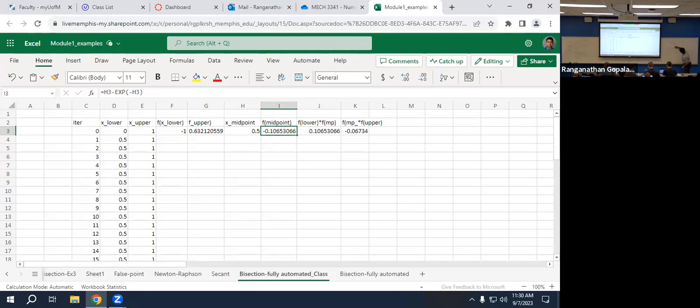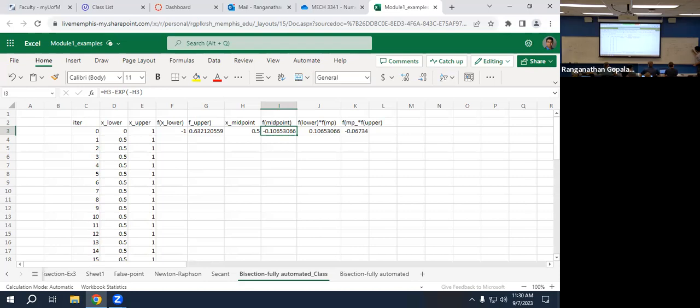Now, according to my picture, here is f of xm. Here is the value of the function. You can do this very simply. If f of xl multiplied by f of xm is less than 0, what does that imply? If these two are of opposite sign, what does that imply? There is a root between xl and xm.